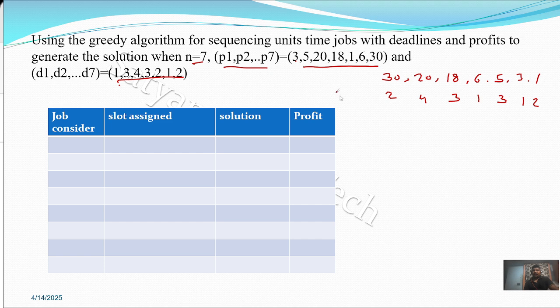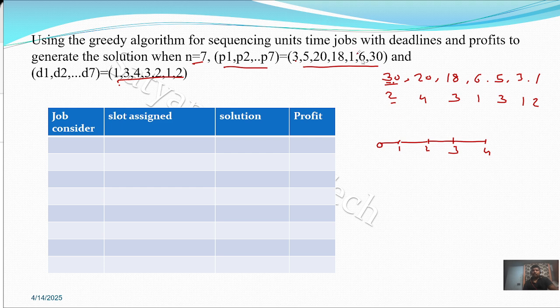Now we can see that the maximum slot is 4. So the first slot is 0 to 1, the second slot is 1 to 2, the next is 2 to 3, and then 3 to 4. What is the maximum profit here? 30 is the maximum profit, so you can consider 30 in slot 2. Here the deadline is 2, so you can complete this particular job in this position.